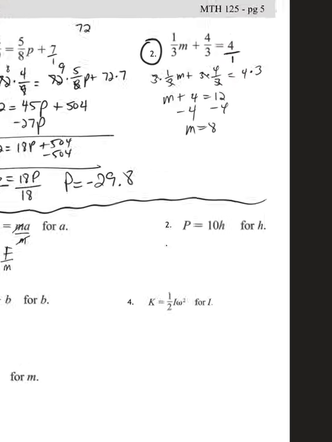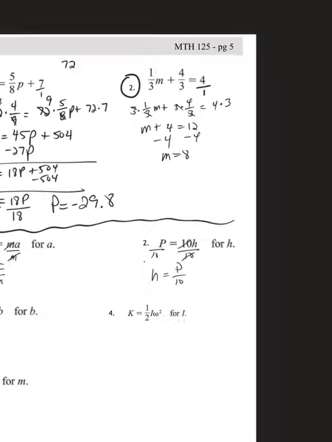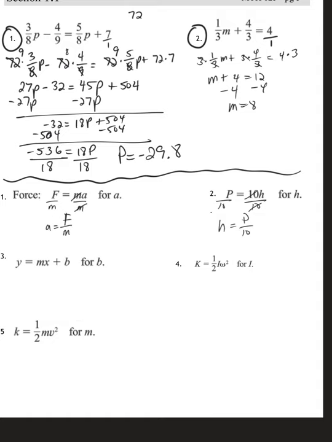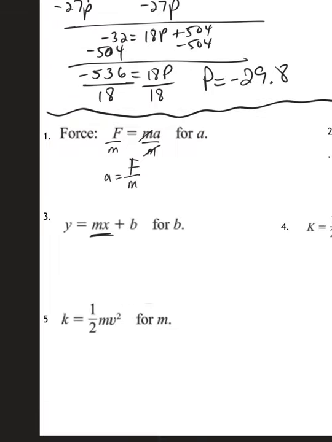So number 2, they want us to solve for h. h has 10 with it. They're being multiplied. If I divide both sides by 10, h is equal to capital P over 10. Done. Number 3 is a little bit more steps. Well, not really, actually. If I'm solving for b, I have something here, a positive thing that's added to b. So if I subtract it from both sides, y minus mx equals b, I have b alone. So that one's done.